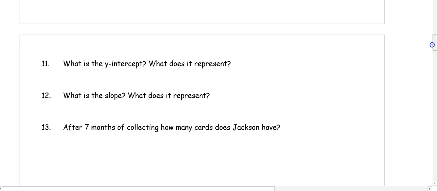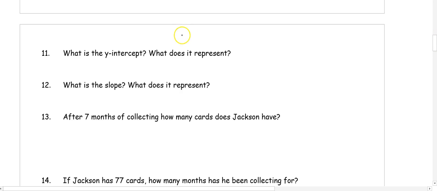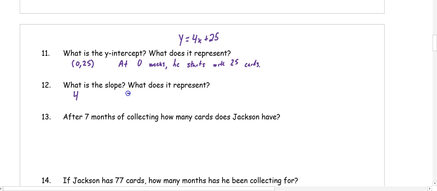So now we can use this equation to understand what it means. So y equals 4x plus 25. What is the y-intercept? The y-intercept is where we're going to start our graph, 0, 25. And what does it mean? At 0 weeks, he starts with 25 cards. What is the slope? The slope is 4. And what does that mean? That means he collects 4 cards each week.